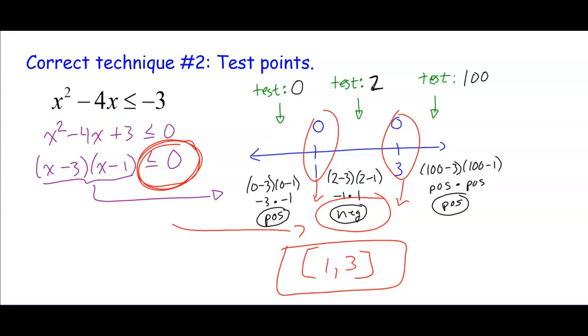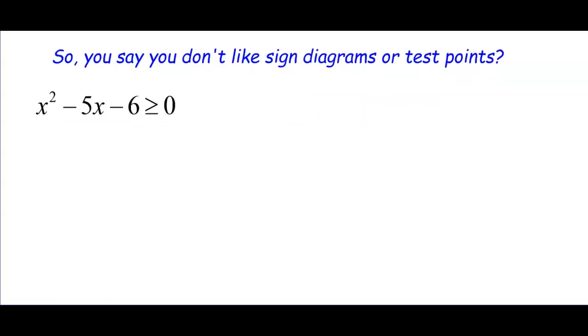Now, some people don't even like this one. They don't like the sign diagrams technique. They don't like the test points technique because the plugging in numbers business bothers them a bit. There is a third alternative. Now, this third alternative is not necessarily great, but it is an alternative, and for some people, this technique just clicks for them. They just love it.